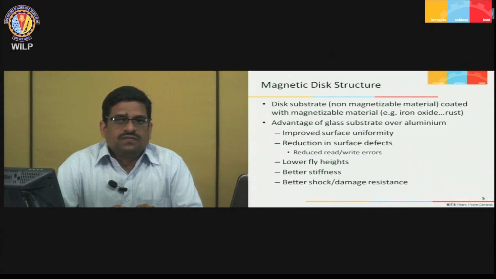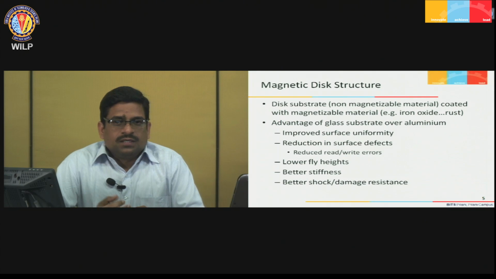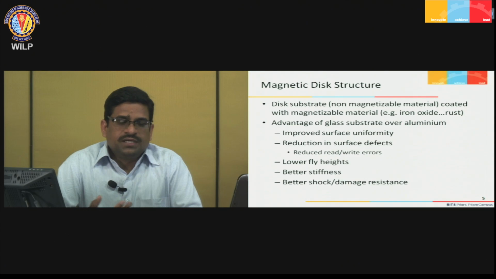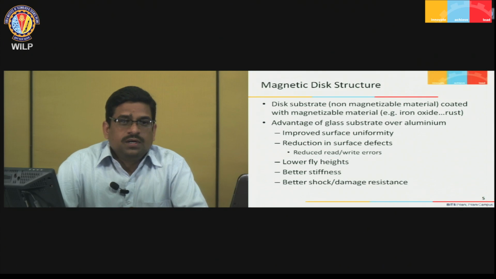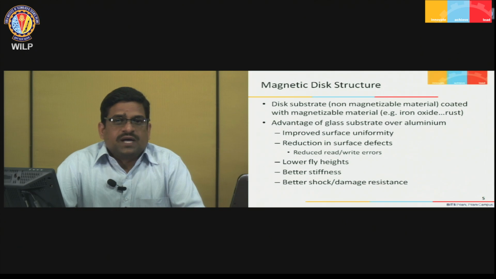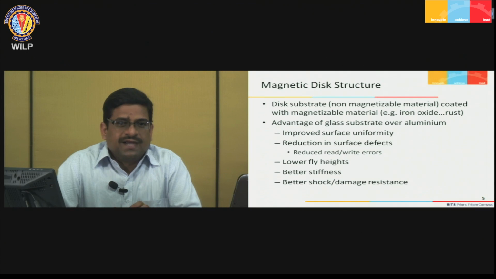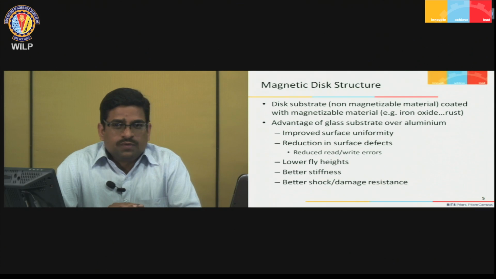There are a few advantages of the glass substrate. One is that it improves the surface uniformity. You know, the disk rotates at a very high speed, let us say 15,000 revolutions per minute, and a very common speed is 7,200 revolutions per minute. So these are the probable speeds at which the disk is going to rotate when a read or write operation is performed on it. At this rate, if your surface is not uniform, then the disk or the disk head can get damaged. So an improved surface is always better.